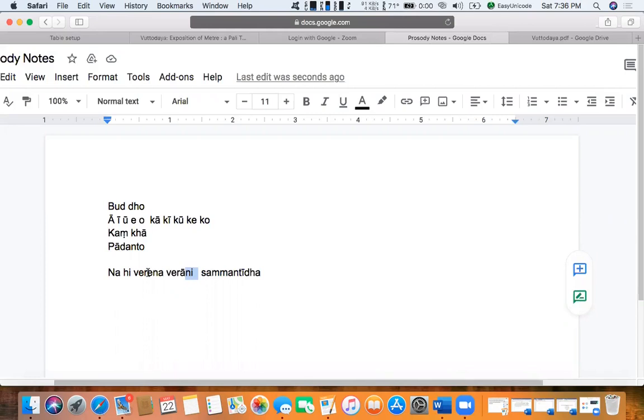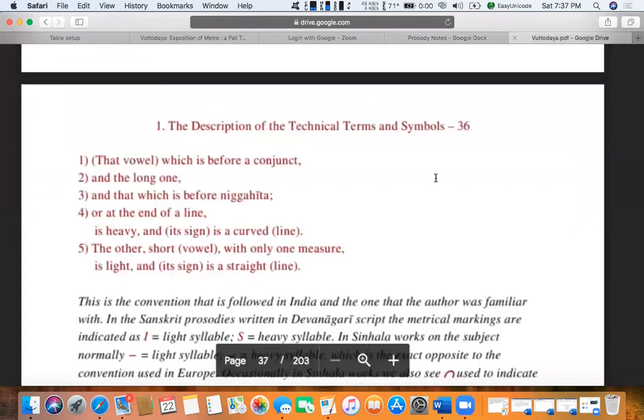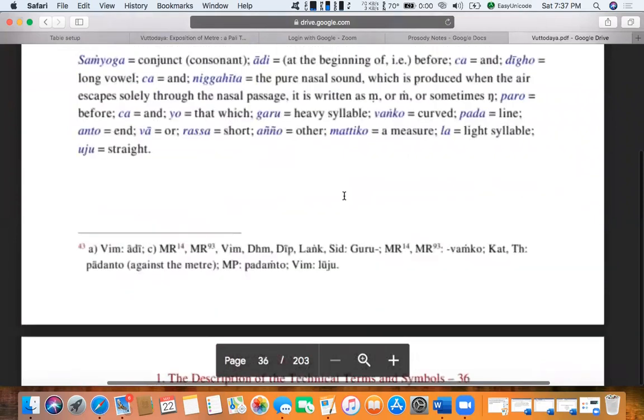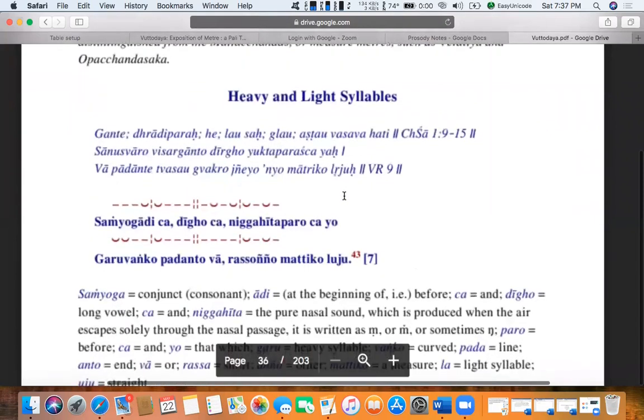So there are four kinds of heavy syllables. Then the light syllables are a, e, u, the three short vowels in Pali, and the consonants joined with those three short vowels. These are the short syllables or the light syllables. So that is shown by this stanza, heavy and light syllables.